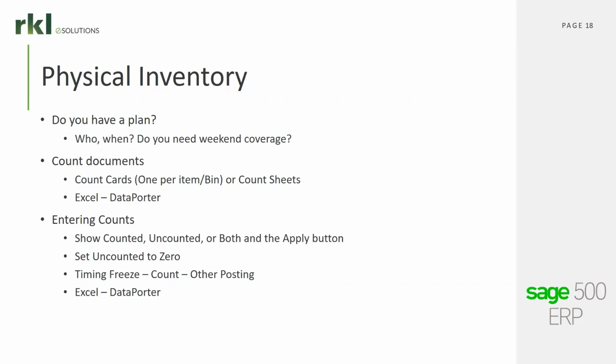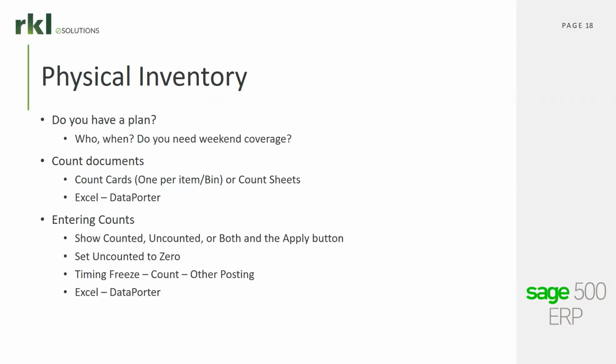Once you get done doing your counts, if you've kept that count information in Excel, you can use Data Porter to import that, so you don't have to have somebody sit there and do all of that data entry manually. When entering your counts, you can show the counted. This is at the individual count record level. You can show the items that have been counted, the items that have not been counted, or both, by using the apply button that's over on the right-hand side.